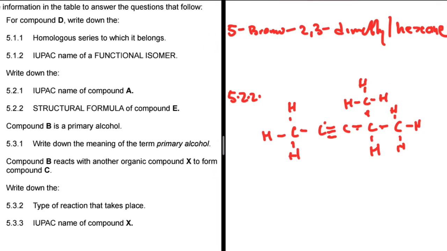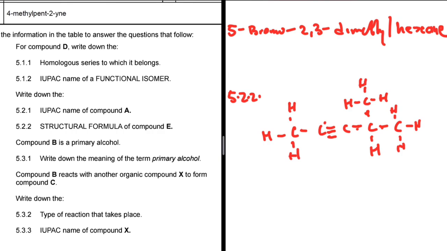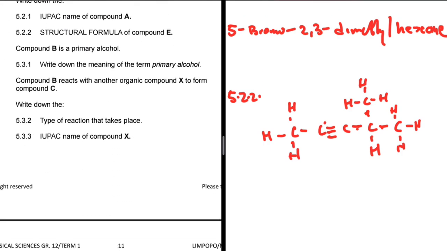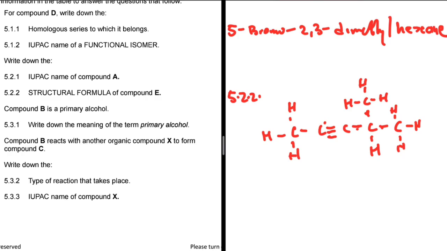5.3. Compound B is a primary alcohol, C3H8O. Okay, right. And then write down the meaning of the term primary alcohol. Well, the carbon atom that is bonded to the hydroxyl group is bonded to one other carbon. That is a primary alcohol. And then in secondary, it will be bonded to 2. And then in tertiary, it will be bonded to 3.